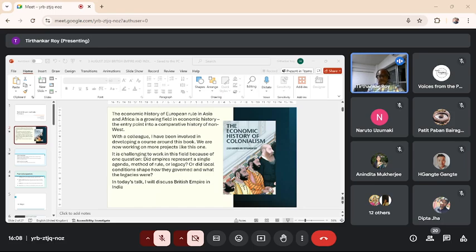As we all know, it emerged from the activities of a merchant firm called the East India Company. But merchants are not normally interested in taking over state power. It doesn't give them profits. So why did it happen?